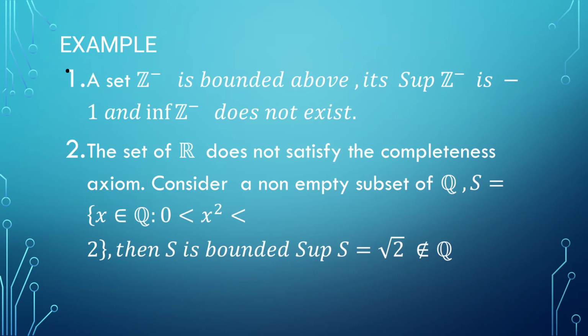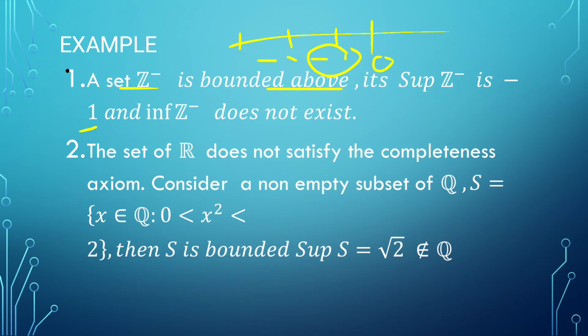For example, let's look at this set. If I say set Z with a negative up there, I mean the negative integer set. You find that it is bounded above, and its supremum is -1. It's -1 because if you have 0 here, you go -1, -2 that way. So this -1 is an integer, and it is actually our supremum of this Z, which is also real.